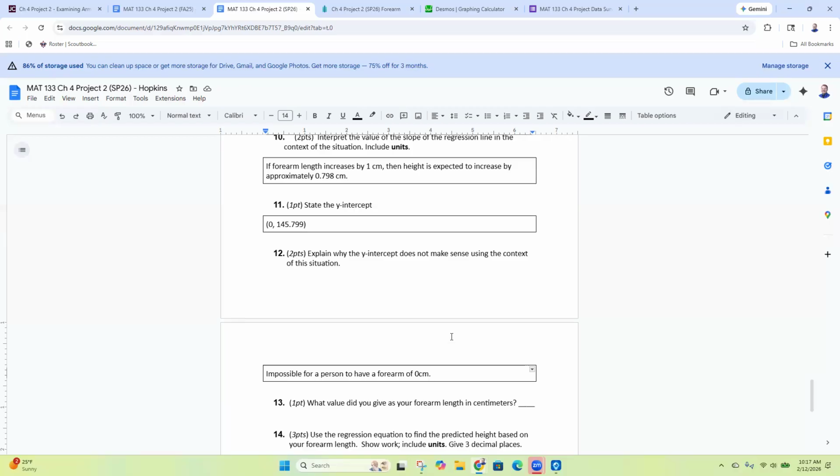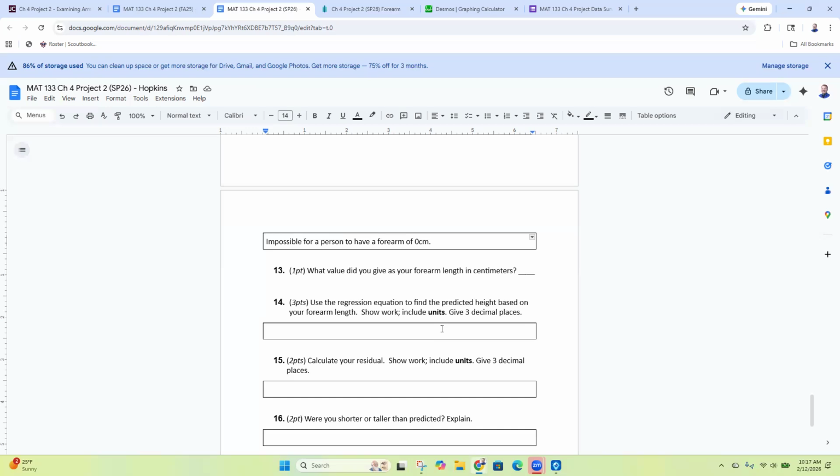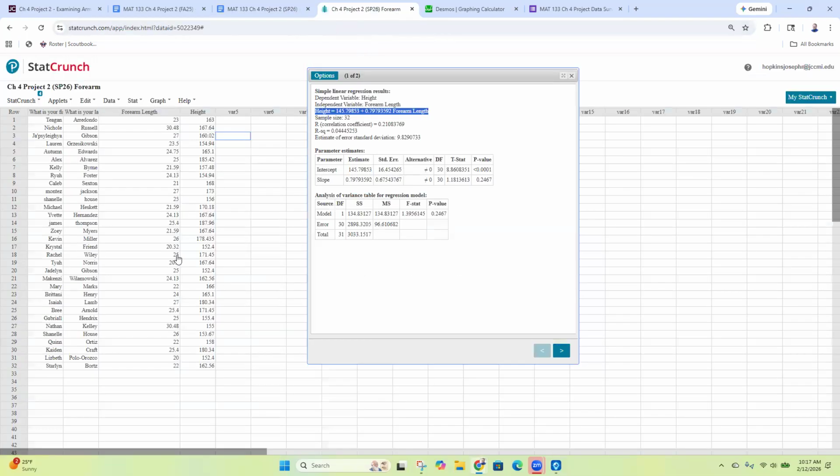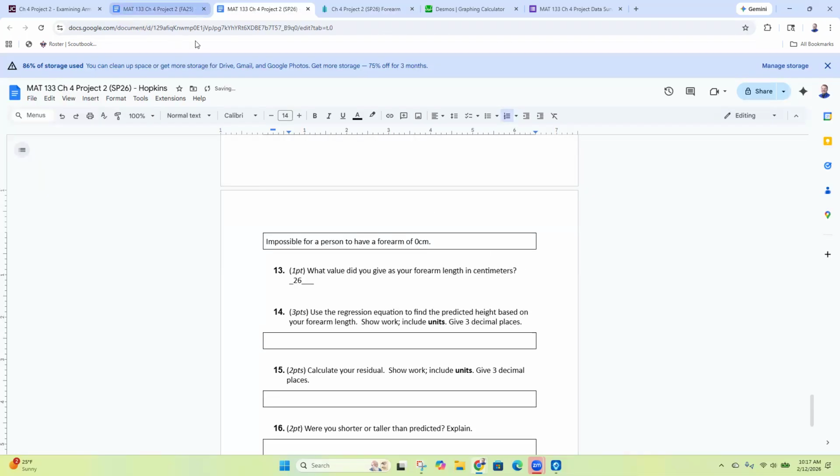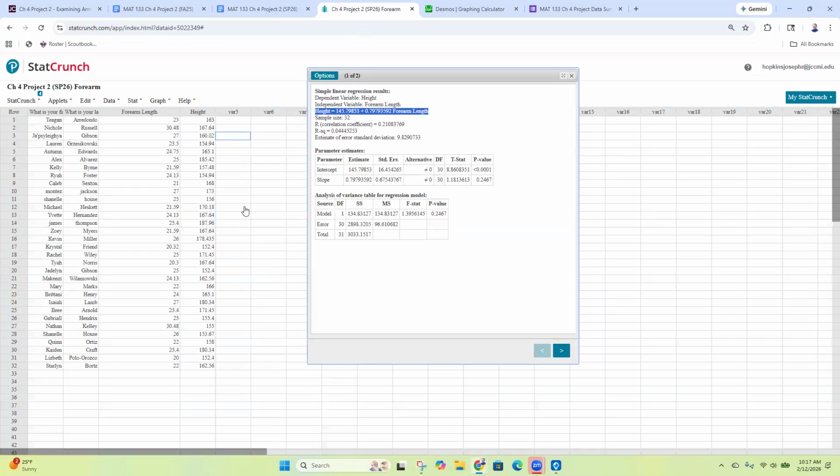So what value did you give as your forearm length? Obviously, everyone's going to have a different answer here. Okay. I'll just say that mine is 26. But names are still in here, so you should be able to come in here, find your name, right?